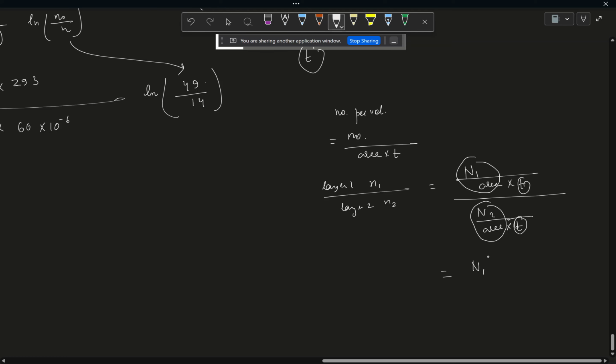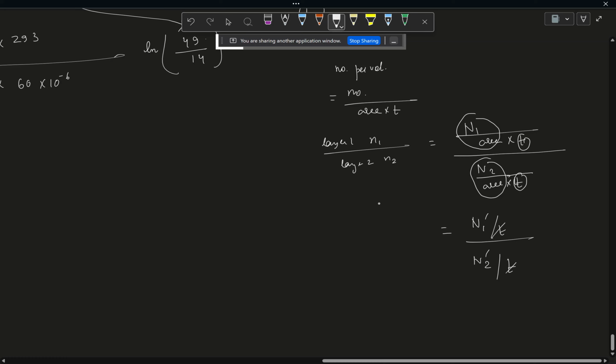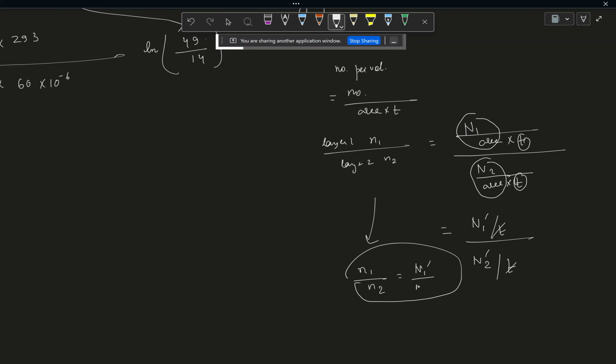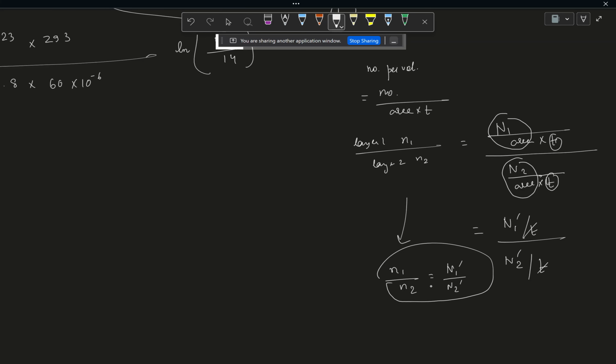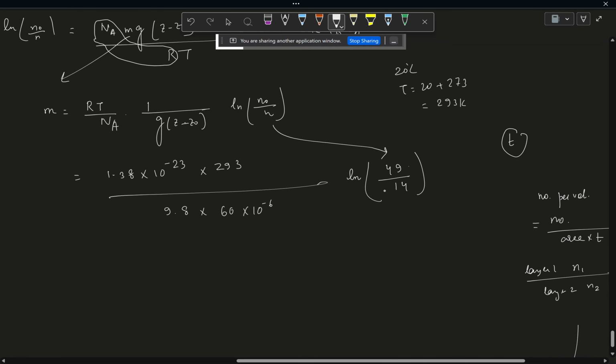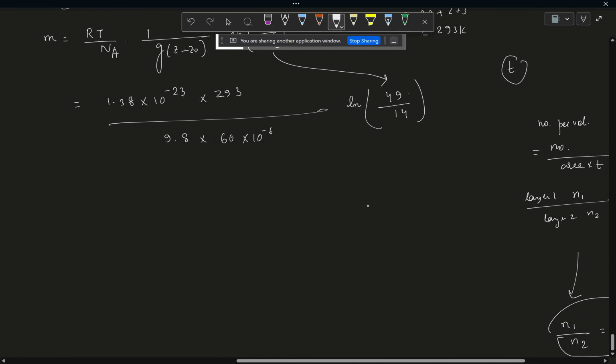Let's say we call it N1 prime, divided by thickness, that is not known to us from the problem, and this is N2 prime by thickness. So this thickness and thickness automatically cancel out. So whenever you are taking your ratio of number of molecules per unit volume, the ratio is the same for number of molecules per unit area also. So that is how we can directly write this as 49 by 14 over here.